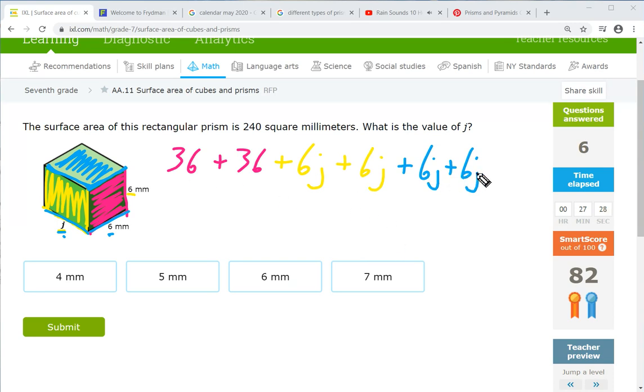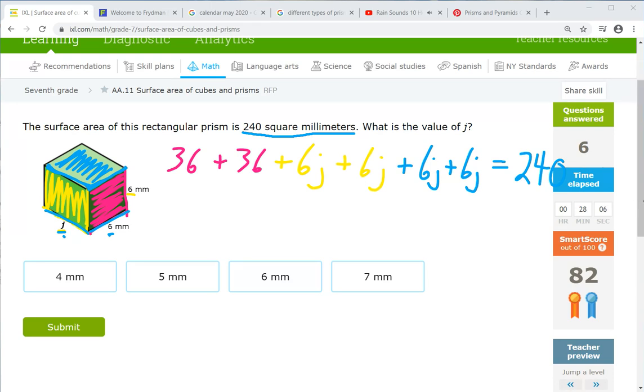Now, when we add all of this up, what do we get? Well, we know what we get because IXL told us the total should be 240 square millimeters. So we're just going to write that in over here. Okay, so for this problem, the problem is not to find the total surface area. IXL already gave us the total surface area. We have to figure out how long j is. So now we just have an equation to solve. And what we're going to do first here is combine like terms.